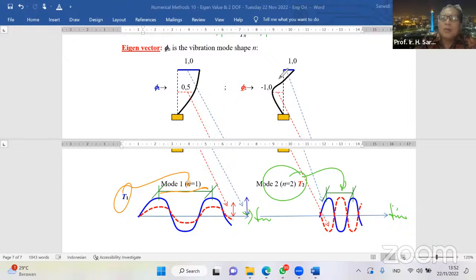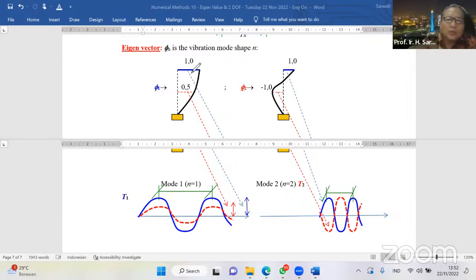And how about the roof? The roof movement is the blue one here on the first mode. And then the second floor moves half of this, the red dash here. This is on the first mode.